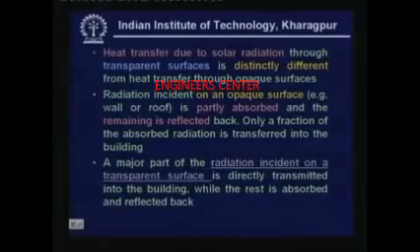Now let us look at a transparent surface. For a transparent surface, a major part of the radiation incident on it is directly transmitted into the building, while the rest is absorbed and reflected back. We know this from our basic physics that all transparent surfaces have high transmittivity. So whenever radiation is incident on the surface, most of it is transmitted through the glass, and only a small part of it is absorbed and a small part of it is reflected back. So this is the major difference between the transparent surface and opaque surface, and this has a huge effect on the heating and cooling loads.